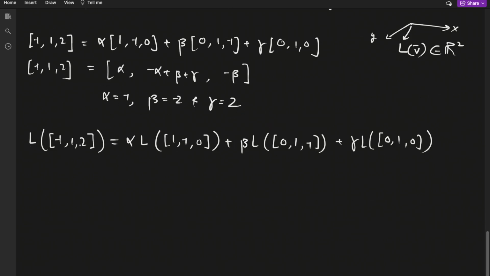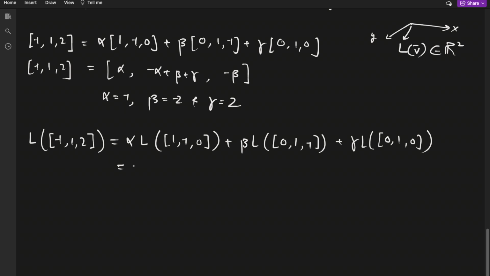You take the linear transformation of the vector, it is the same as if you have taken the linear transformation of the basis. You can think of these as basis vectors, because these are linearly independent and they span the entire R3. So the linear transformation of a vector is the same as if you have linearly transformed the basis vectors and taken the same linear combination. Because here also we have taken the linear combination alpha beta gamma, right?